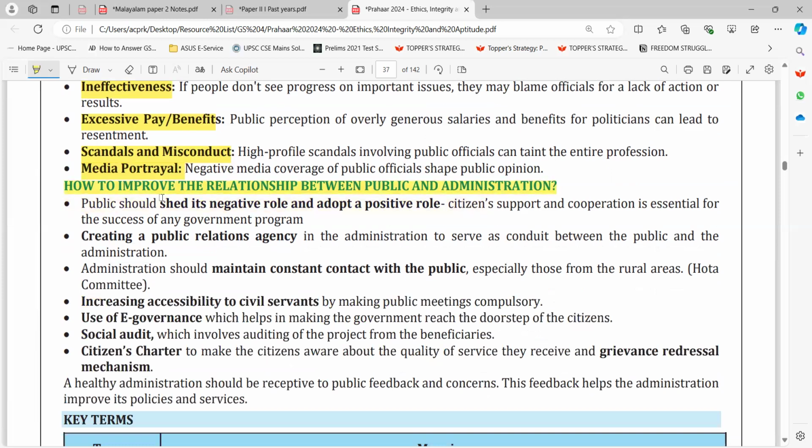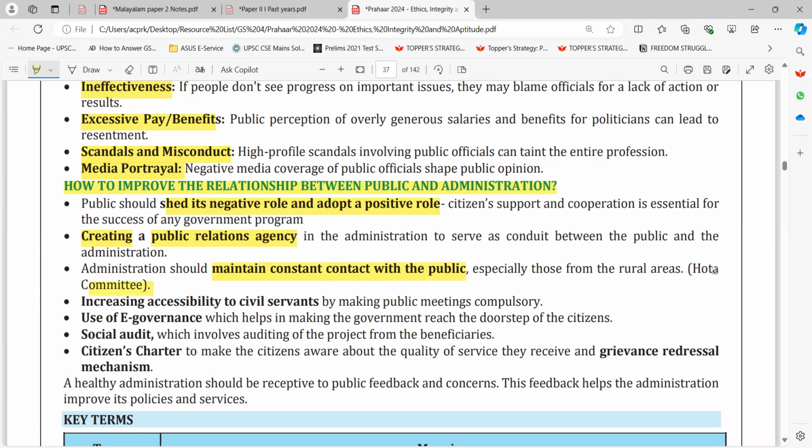Public should shed its negative role and adopt a positive role. Citizen support and cooperation is essential for the success of any government program. Creating a public relations agency in the administration to serve as a conduit between the public and the administration. Administration should maintain constant contact with the public, especially those from rural areas.